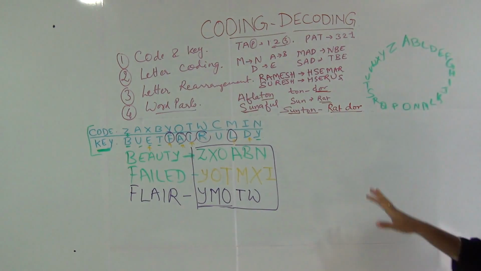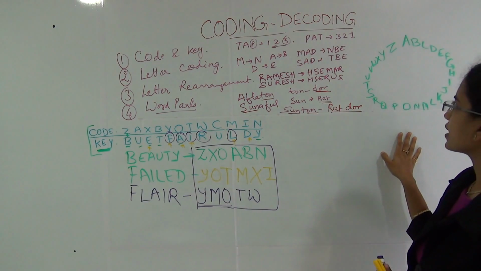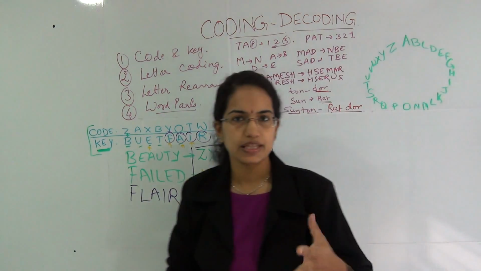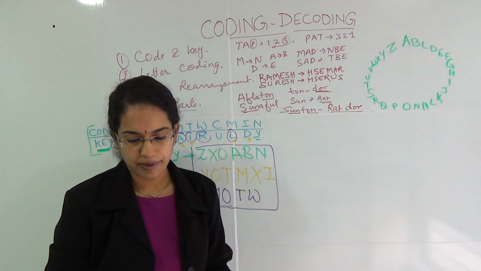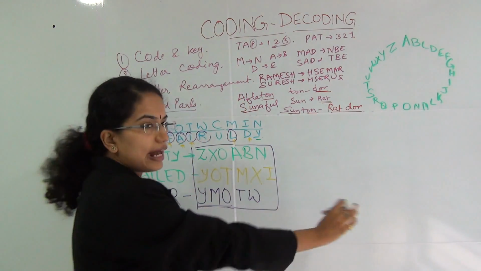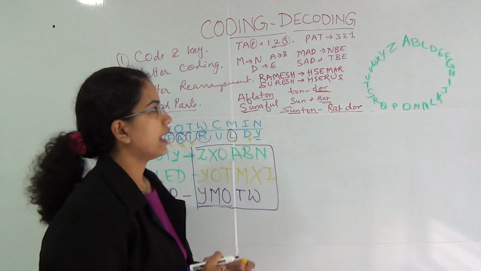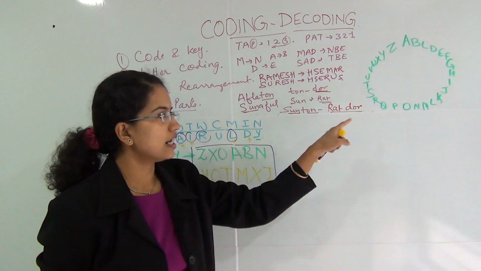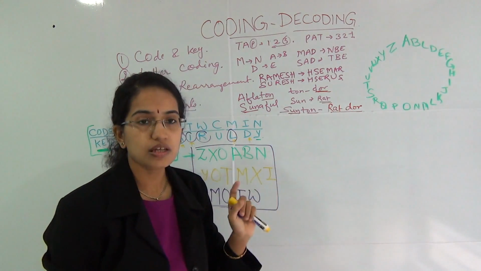Now we will move on to the next section, that is letter coding. In letter coding, we will be practicing some examples. To simplify the examples, we will use the same technique that we used in the alphabet series. In the alphabet series, we talked about drawing an alphabet line and mentioning the respective numbers after it. And the next was using the circle of letters. So here, I am using the circle of letters to solve the questions on letter coding.